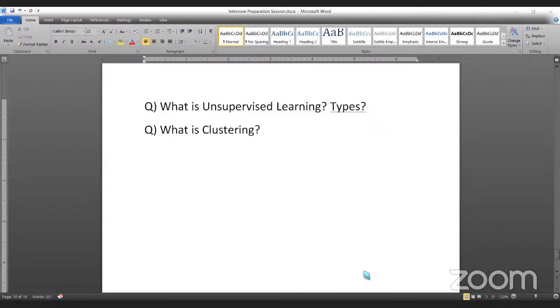Now, what are the types of clustering? There are many types of clustering. Let us take that as the next question: types of clustering.